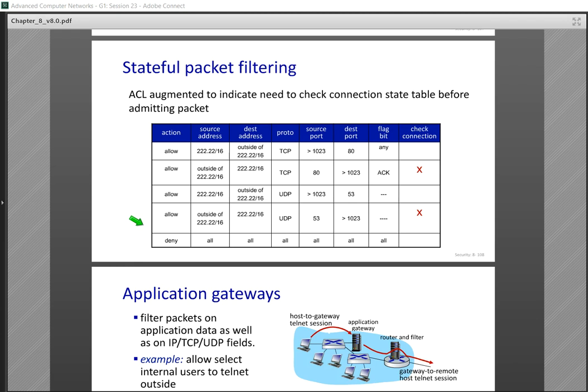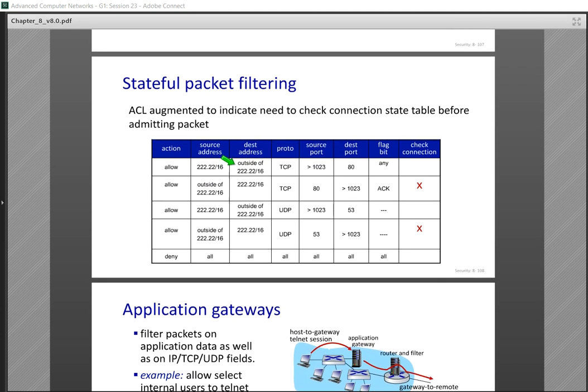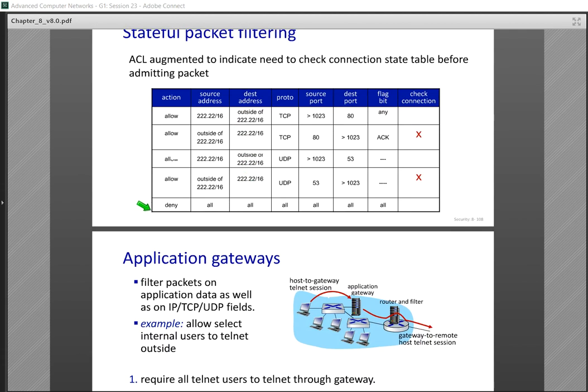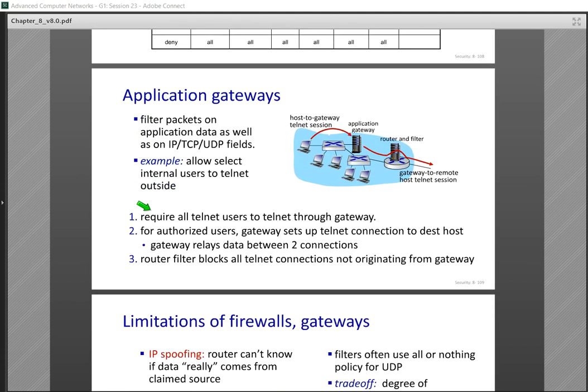Firstly, we define 4 different cases. Okay, we only define those allowed traffic, and finally we say that okay, the rest of traffic would be blocked.